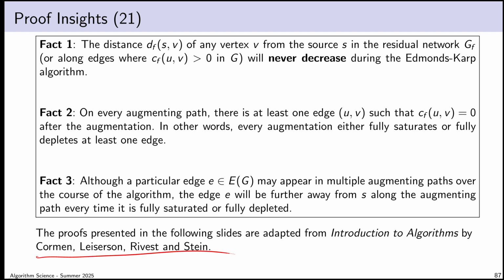Now, some of the adaptations are significant, so I've changed a bit of notation and I've broken the proof into different pieces to fit it on slides. So of course it's my fault if I've made the proof wrong by doing that, but ultimately the key insights of the proof are all based on the CLRS book.